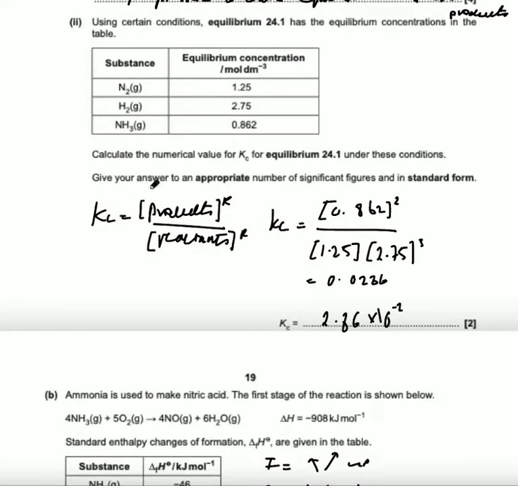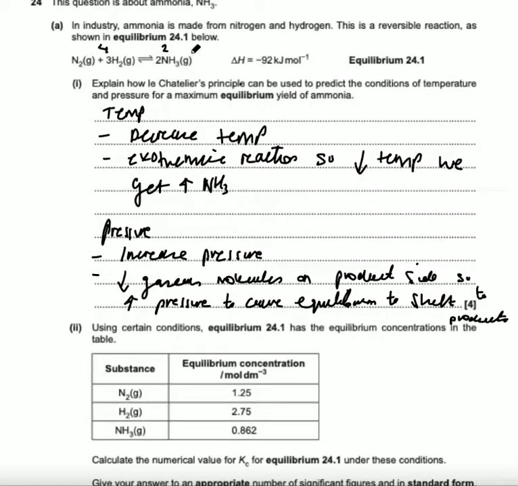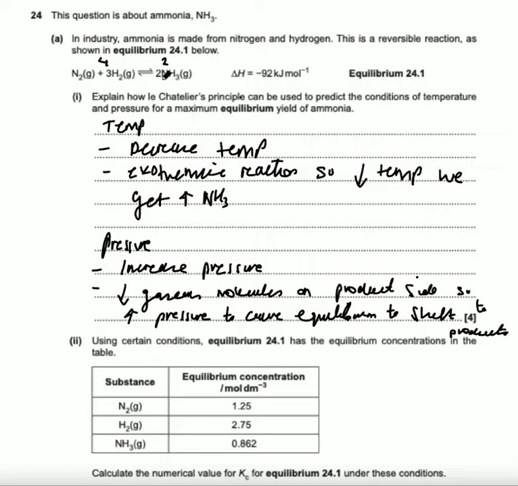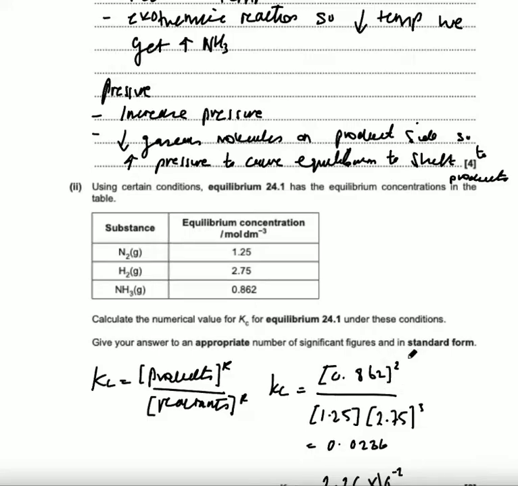Right, so Kc is the products divided by the reactants, and of course in the brackets you have to put the ratio of the products. So if we start over here, the product was ammonia, and ammonia is 0.862, which I've written over here, and has a ratio of 2. So I write an outside bracket of 2.